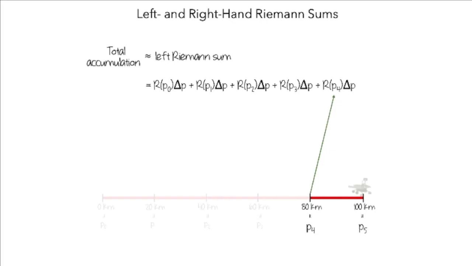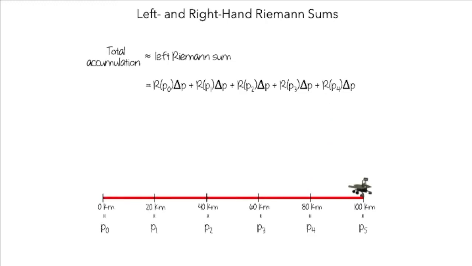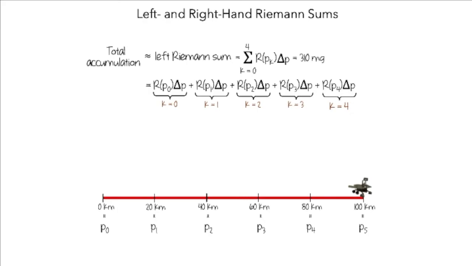Now, how do we write this all using sigma notation? We'll use the letter k to indicate the value of the subscript. So for the first interval in this sum, k would equal 0. For the second term, k will equal 1, and we'll continue for the rest of the terms. So if we write this sum using sigma notation, in each term we're multiplying R of p sub k by delta p. And the value of k starts at 0 and ends at 4. We indicate this by writing 0 below and 4 above the summation symbol. And we'll later compute that this is equal to 310 milligrams.